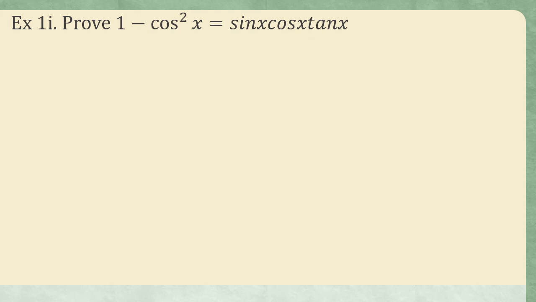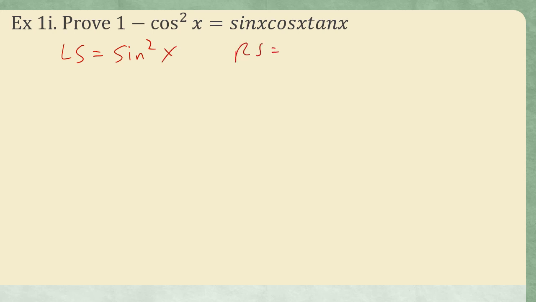Prove 1 minus cos squared x equals sin x cos x tan x. This one's not too bad. You probably could tackle this one on your own. 1 minus cos squared, that's one of our Pythagorean identities, right? So that just equals sin squared.